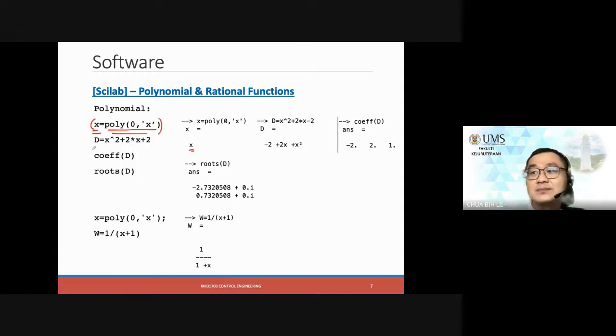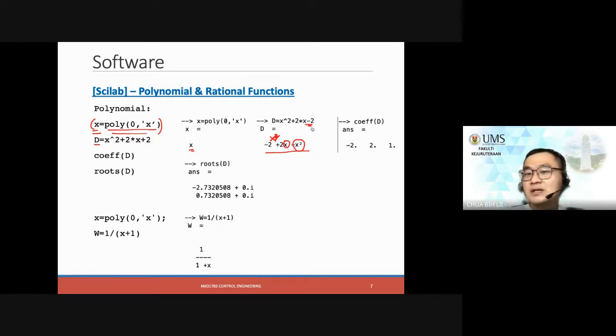Therefore, they can accept this. You can type d equals x power 2 plus x times 2 plus 2. Eventually they will form in this way. This represents the power of 2, sorry, power 1, and this is the initial one, right? They will store it in the matrix in this form. Otherwise they will keep telling you something is wrong with the equations.